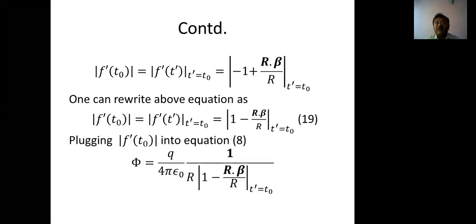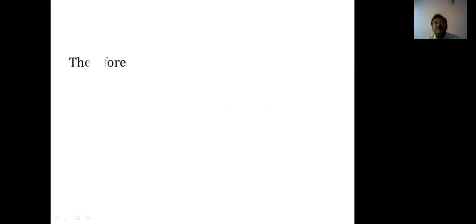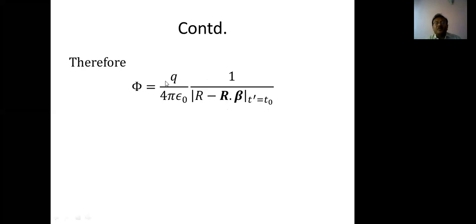Okay, if you plug that back into equation 8, which is the expression for your scalar potential, the Liénard-Wiechert scalar potential, that is the scalar potential of a moving point charge. So that was phi equals q by 4 pi epsilon naught times 1 over mode of f prime of t prime evaluated at t prime equals t naught. So that is this whole bunch including this r. You can take the LCM here, r minus vector r dot beta over r, and this r can be cancelled. So basically you have this expression here: phi equals q by 4 pi epsilon naught times mode of 1 by r minus r dot beta evaluated at t prime equals t naught.